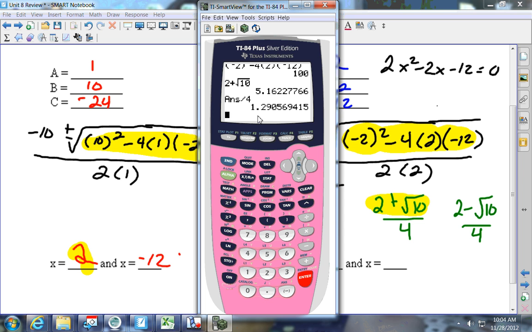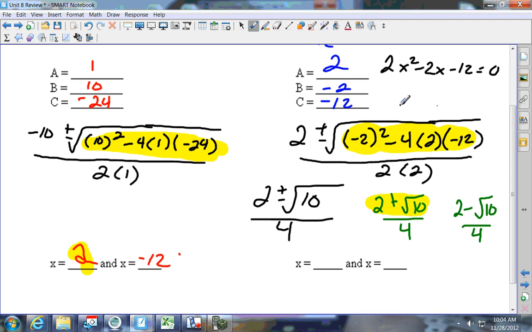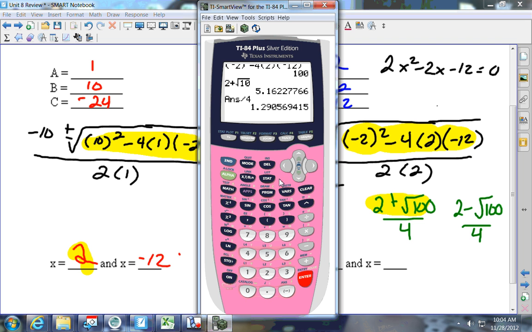Oh, I should have put 100. Yes, because I went ahead and did the square root of it. All right, so this is supposed to be 100. Try again. I know that's because I'm being yelled at. 2 plus, yeah, no pressure, the square root of 100, enter. Divide by 4, enter. It should be 3.